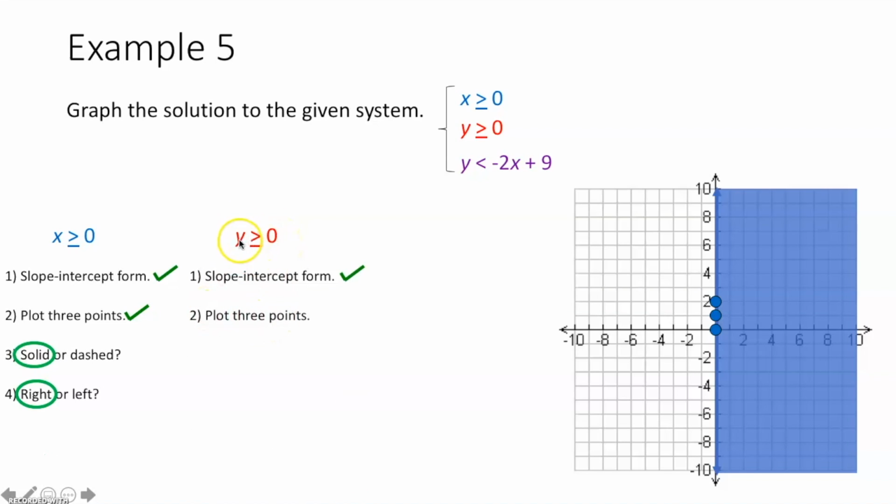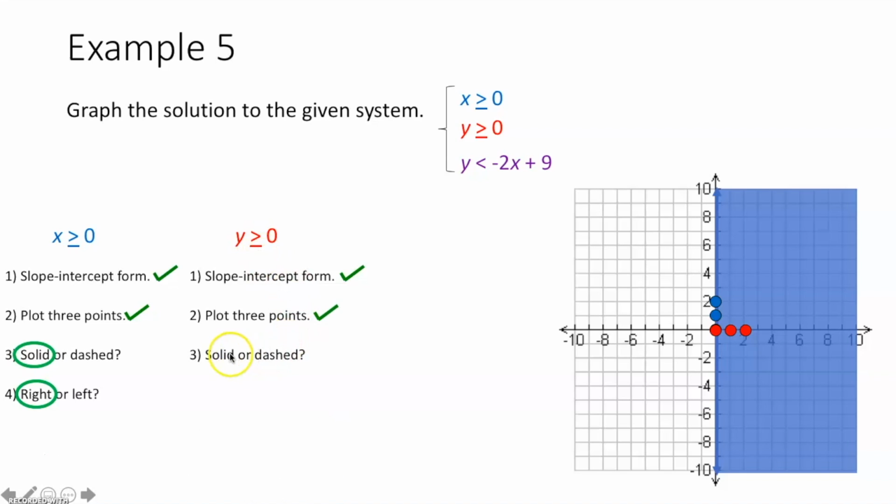Well, what is the equation of the line y equals 0? Well, that's a horizontal line at y equals 0. So when we plot 3 points, we just need to pick 3 points on the horizontal line y equals 0, which is just basically the x-axis. So we pick 3 points on that horizontal line, and notice that they're closed points because we have an equal sign down here. So we have our 3 points.